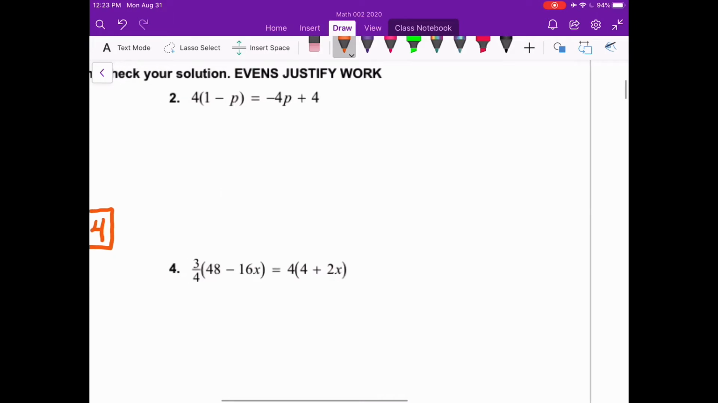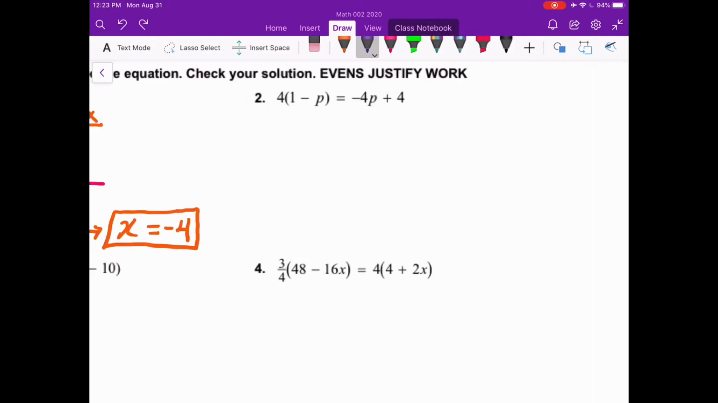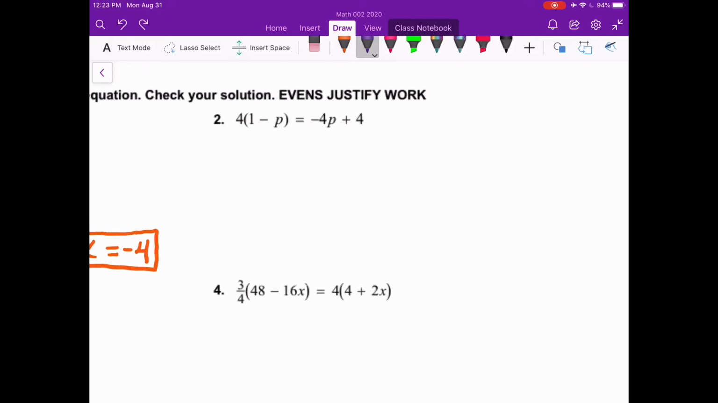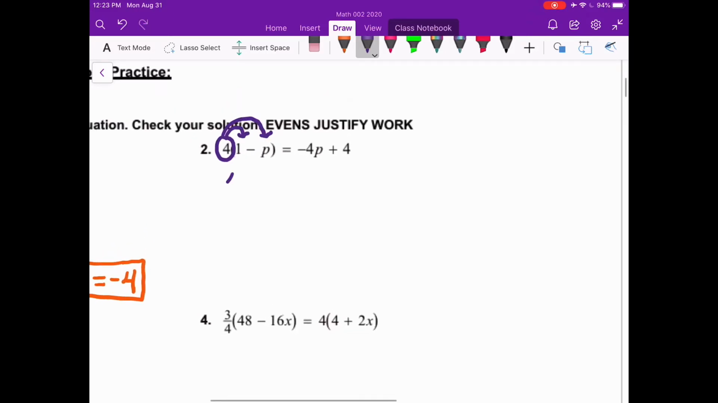Number two. Again, no like terms separately on both sides, but eventually we're going to have to combine things after we distribute this piece right here. So make sure you don't move around anything in the parentheses until you distribute. They're trapped right now. So when I distribute this 4, I like to circle it because sometimes when it's negative, people will forget. And draw your arrows. 4 times 1 is 4. 4 times negative p is negative 4p equals negative 4p plus 4.